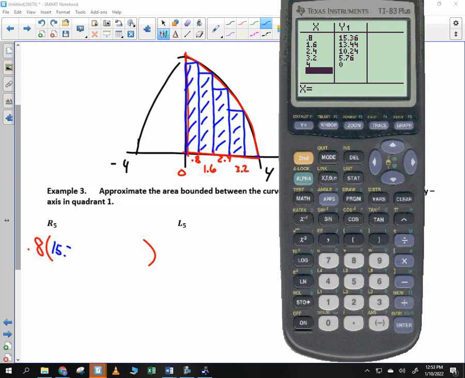15.36 plus 13.44 plus 10.24 plus 5.76 plus 0. Question. What is the height at 4? So therefore my rectangle is a height of 0. Doesn't go up at all.